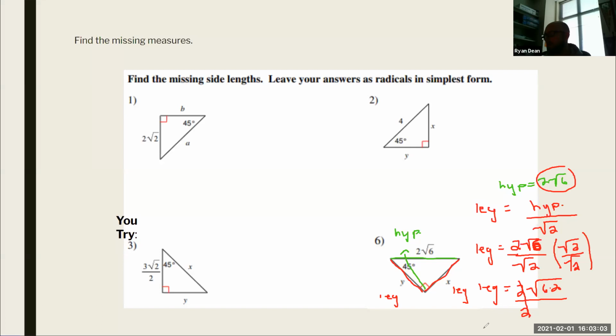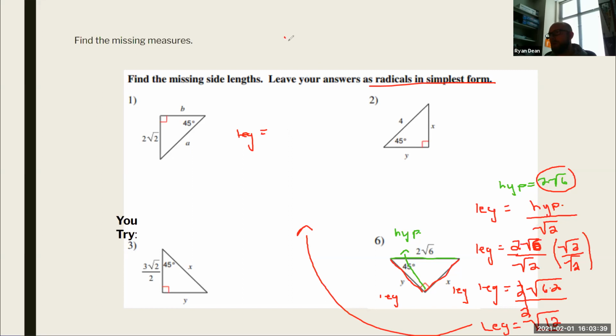These 2's cancel out. And then the leg is now equal to the square root of 6 times 2, which is 12. Now we can simplify the square root of 12. So to do that, we're going to come up here, and this is where the prime factorization comes into play. If you wanted to use your Desmos calculator, you could do that as well. But remember, we want everything as radicals in simplest form.